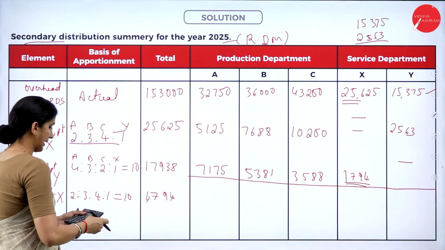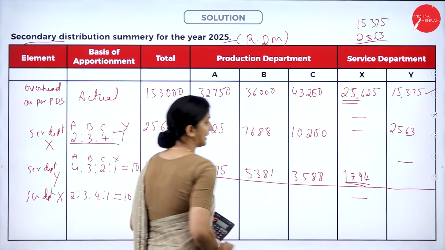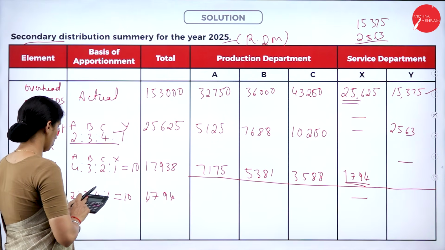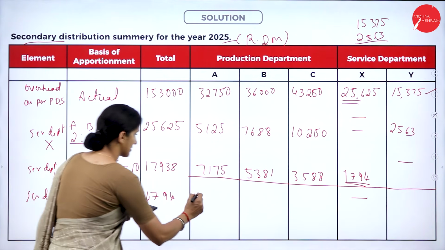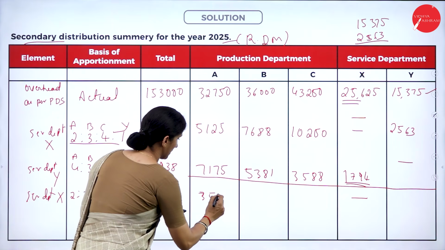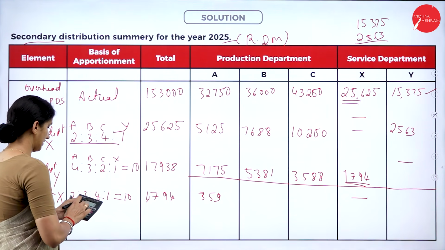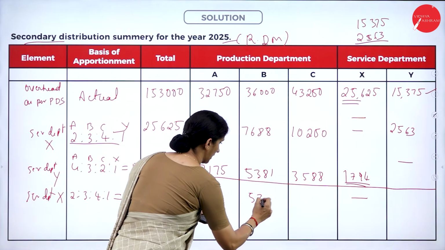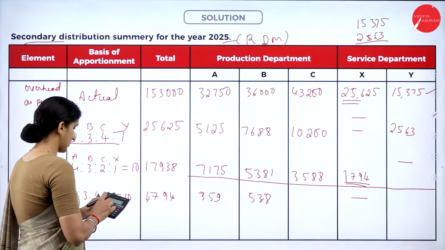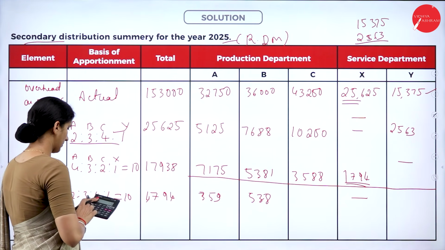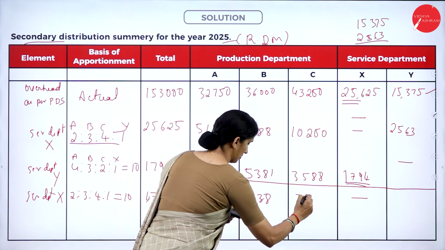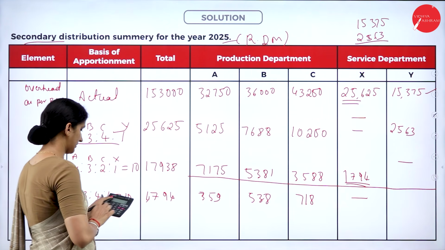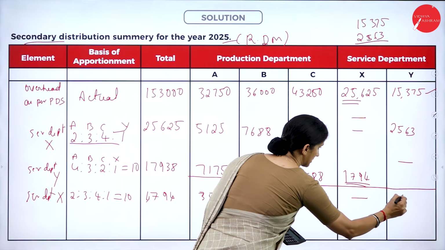So now, except to the X, we will allocate to the rest of the department. So that is 1,794 into 2 divided by 10, it is 359. Then 1,794 into 3 divided by 10, it is 538. Then 1,794 into 4 divided by 10, it is 718. Then 1,794 divided by 10, it is 180.